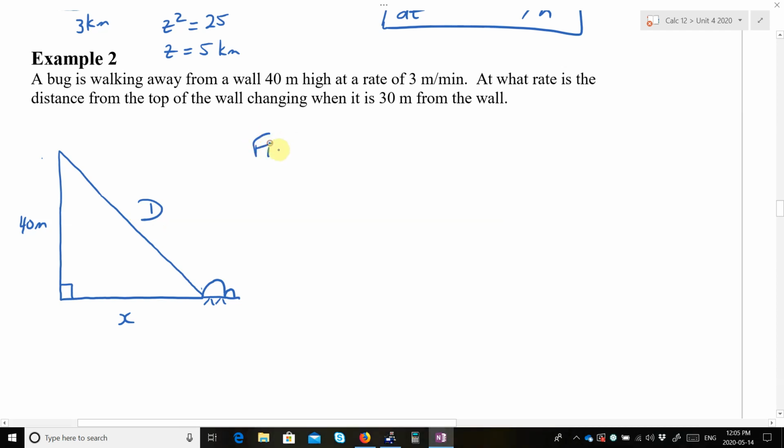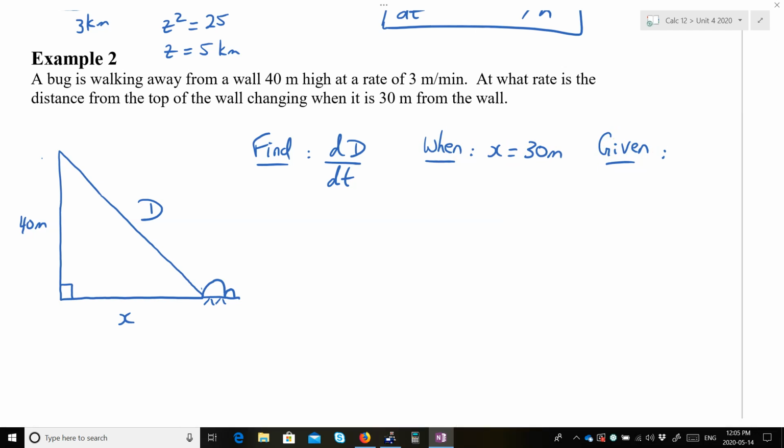Okay, so find change in distance with respect to time when x is equal to 30 meters, when the bug is 30 meters away, given that the bug is walking away from a wall at 3 meters per minute. So the change in x with respect to time is 3 meters per minute.